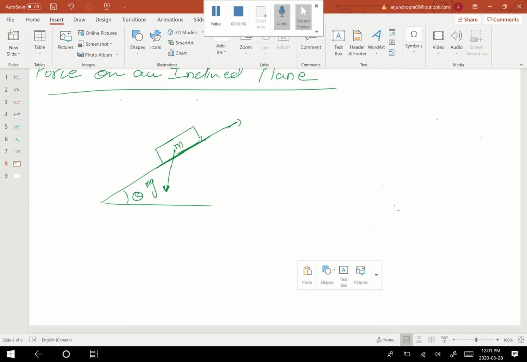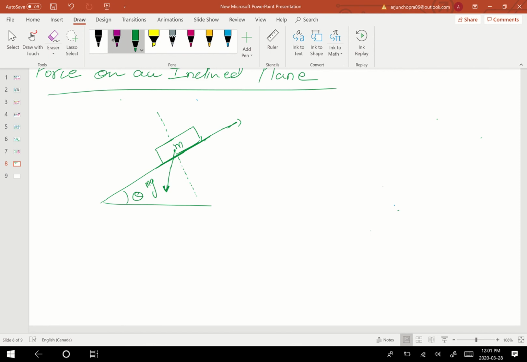What I can do is draw a line perpendicular to this inclined plane, like this. Now if I try and draw the components of this mg force along the inclined plane, this will be the component, and perpendicular to the inclined plane, there will be a component like this. So I've broken down this mg into two components.